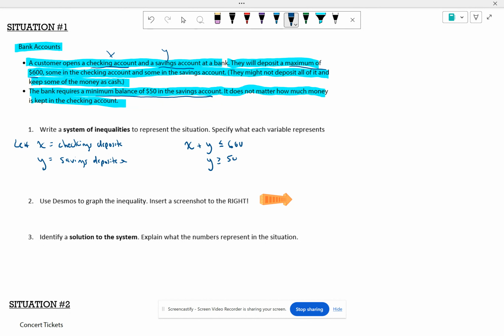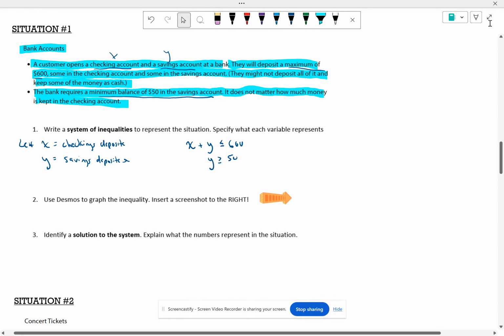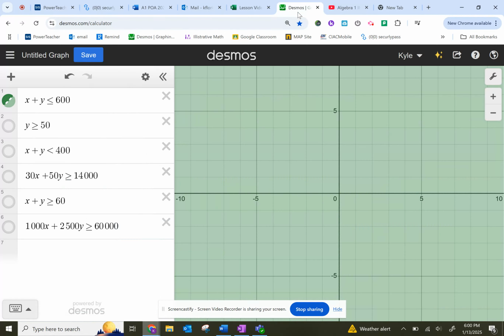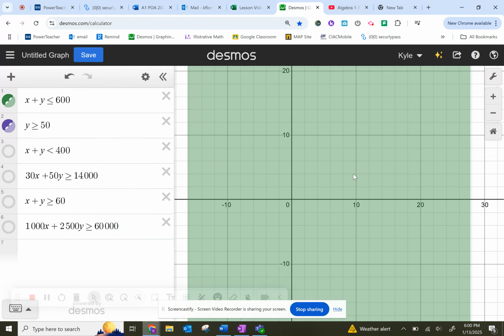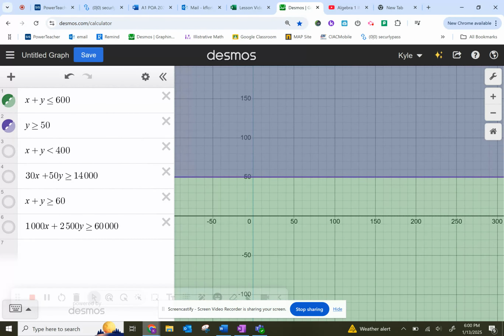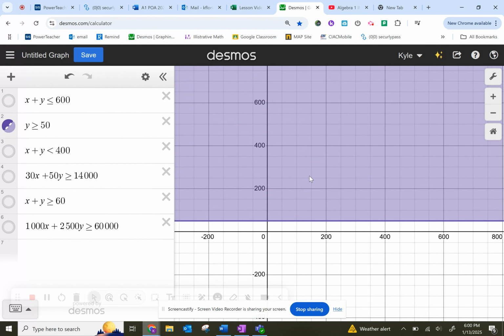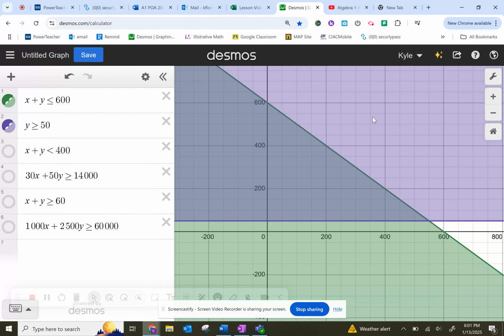So we're going to graph this on Desmos, find a solution, and I'm also going to insert a picture of the graph right here on the side. So if I open up Desmos, I already have these two inequalities written down. We have to zoom out. So it's going to look something like this. Anywhere in this green area is making sure I deposit $600 or less. Anything in this purple area is making sure I have at least $50 in my savings account. So if I want to have both of those going on, I need to be in this purple triangle area where I'm above the $50 threshold and within my $600 total.